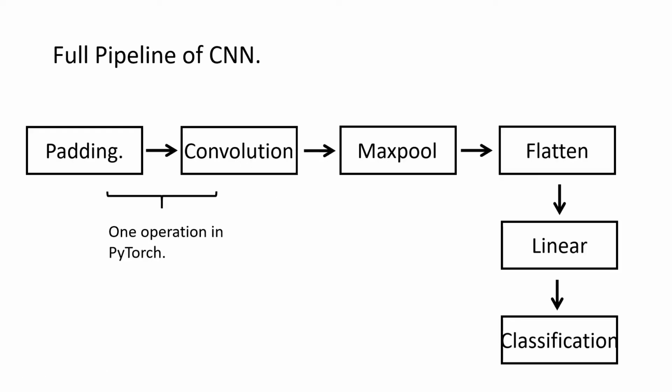Okay. This is the full pipeline of CNN. This is how it works. First we do padding and convolution. This is one operation, one line of code in PyTorch. You will see when we implement it in the next video. Then we are going to do a Maxpool operation. This is again one line of code. Then flatten. After flattening, we'll multiply it with a linear layer, and then we will finally do a classification using sigmoid. Okay. So keep in mind this full pipeline.